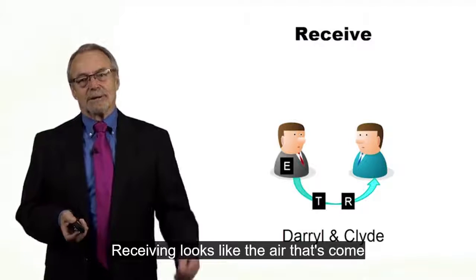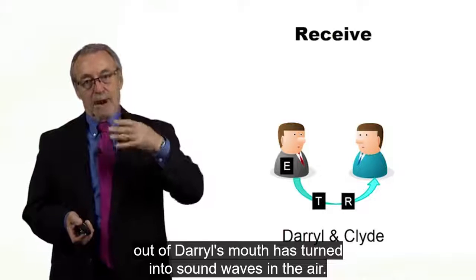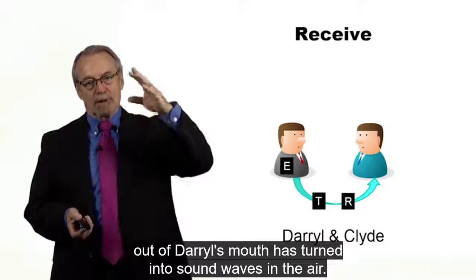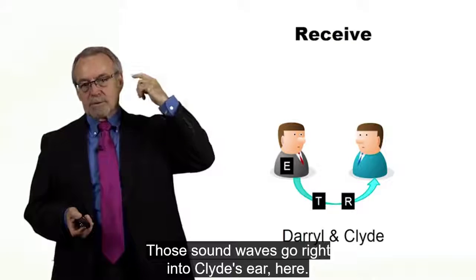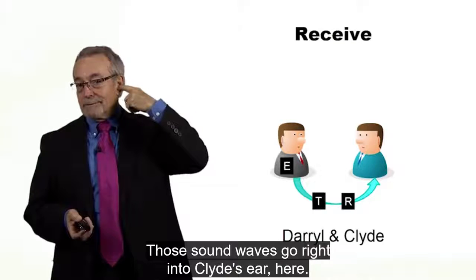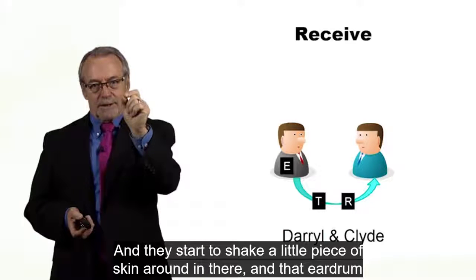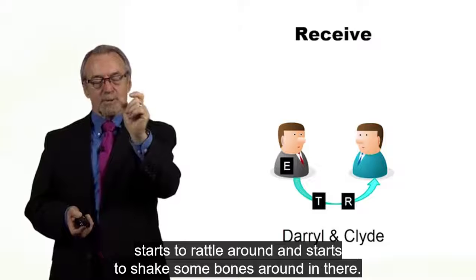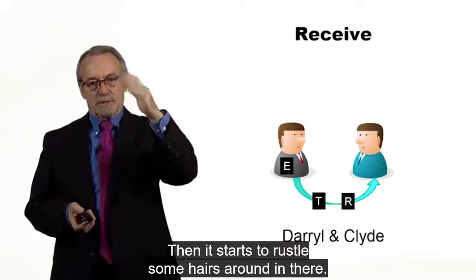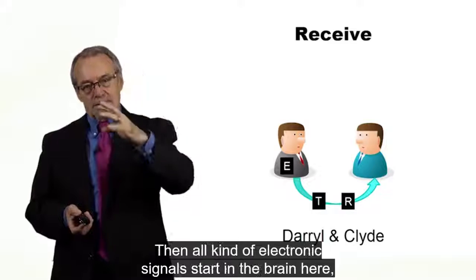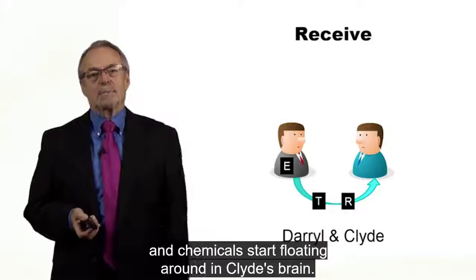Receiving looks like the sound waves that have come out of the air that's come out of Daryl's mouth has turned into sound waves in the air. Those sound waves go right into Clyde's ear here, right in a little hole in the side of his head. And they start to shake a little piece of skin around in there. That eardrum starts to rattle around. It starts to shake some bones around in there. It starts to squirt some chemicals or some liquid around in there. Then it starts to rustle some hairs around in there. Then all kinds of electronic signals start in the brain here, and some chemicals start floating around in Clyde's brain.